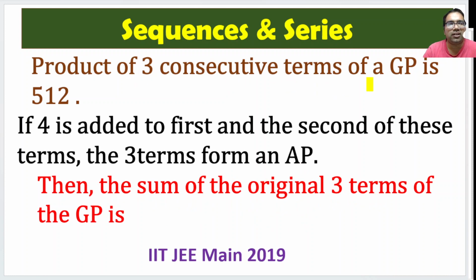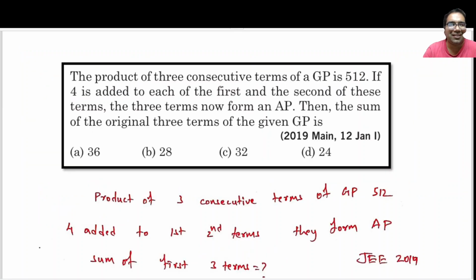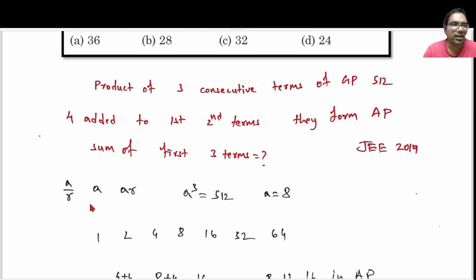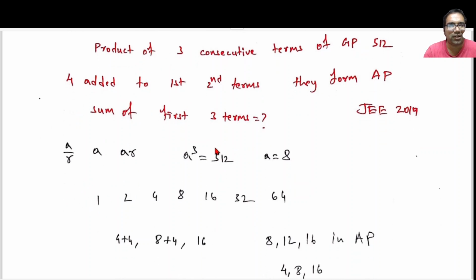We have three consecutive terms, so these are in geometric progression. We can assume them as a/r, a, ar, three terms of a geometric progression. The ratio is r. The product of these three is a cube, since r and r will get cancelled. a cube equals 512. That means a equals 8.